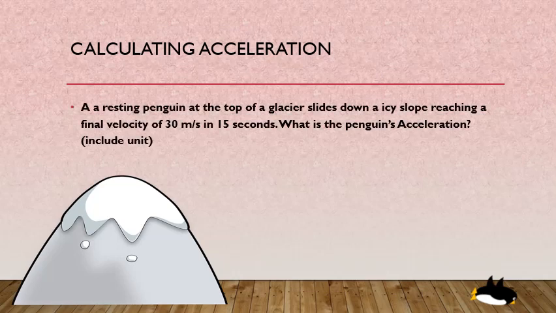So a resting penguin, that means initially the penguin is at rest. At rest means initial velocity is always equal to 0. So it slides down the icy slope, that means it is increasing its speed. The final velocity it reaches in 15 seconds is 30 meter per second. So final velocity v is equal to 30, u is equal to 0, and the time is 15 seconds. That means acceleration is v minus u by t.